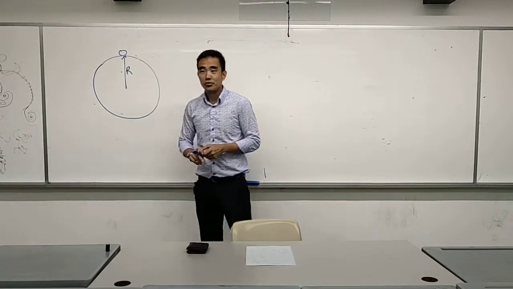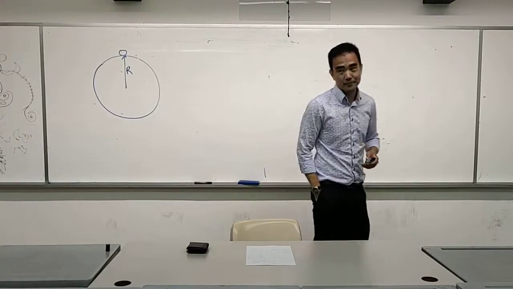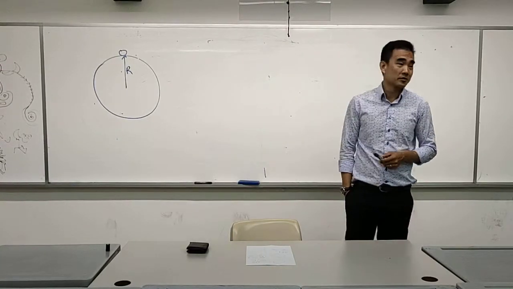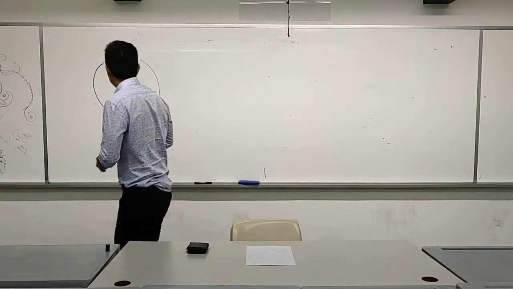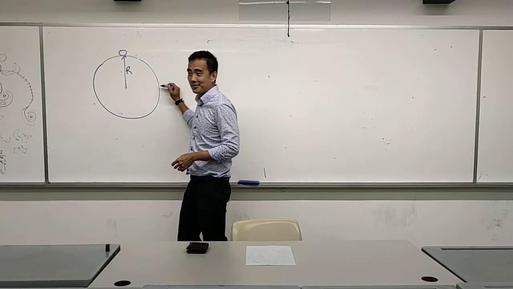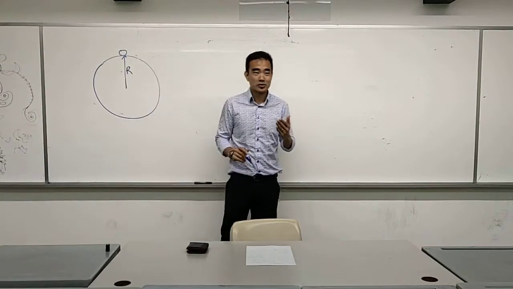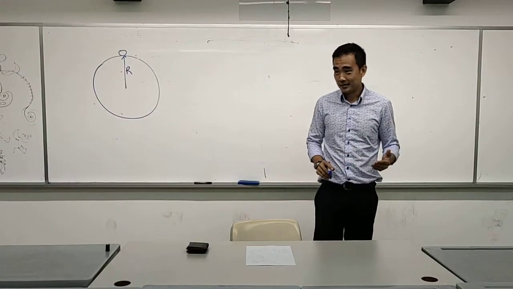So the scenario is a ball sliding down a bigger sphere of radius r. And you agree that at some point of time, the ball will lose contact with the bigger sphere. Now, some people will think that it will lose contact over here. No, it will lose contact earlier. The question is when.